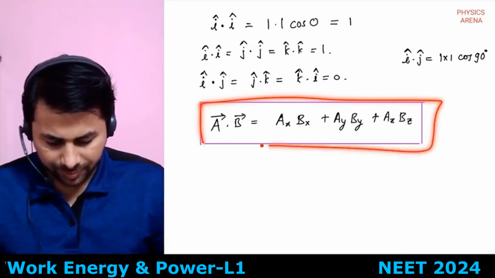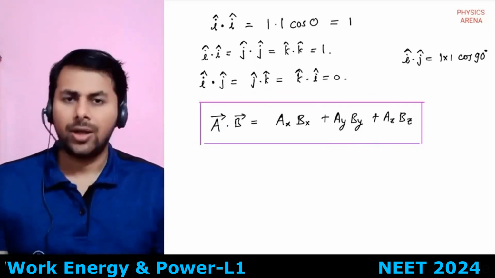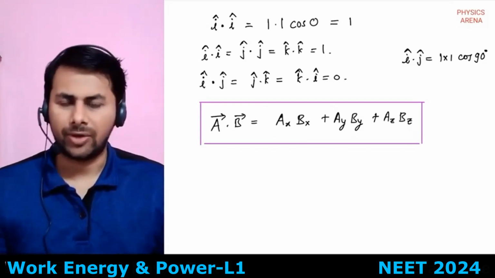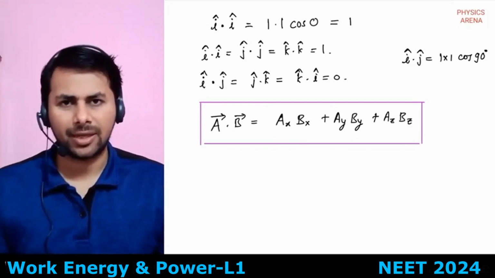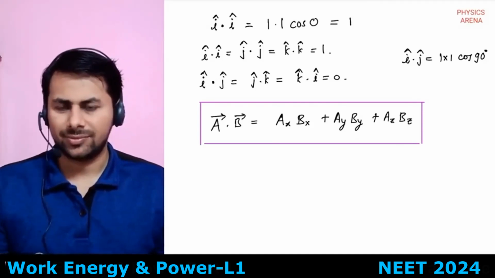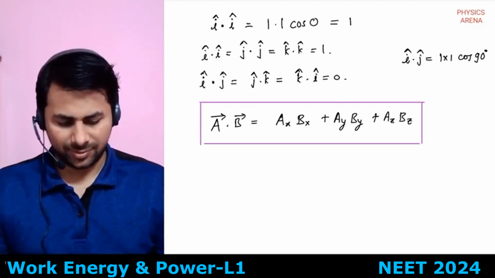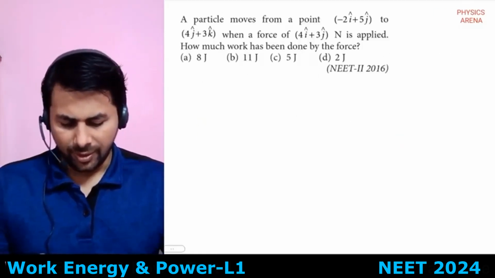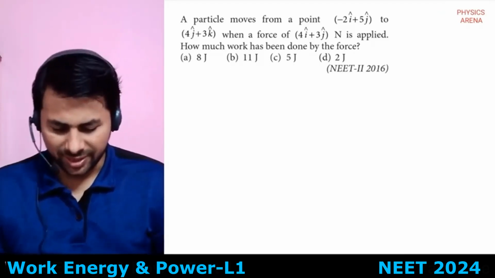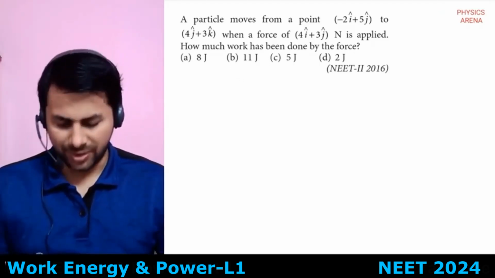So if you have vectors in resolved form, their scalar product will be found like this: AX BX plus AY BY plus AZ BZ. Okay, this is simple. Then just based upon these things, let us see some problems.